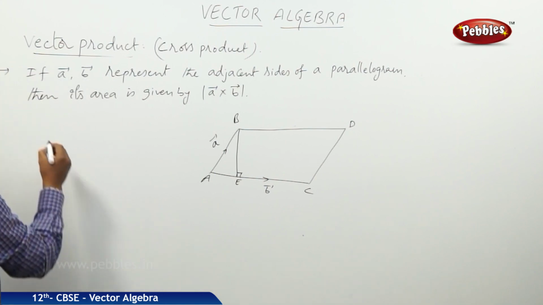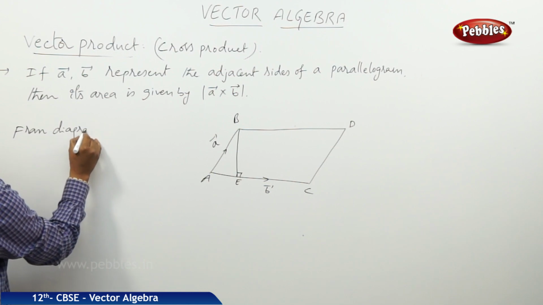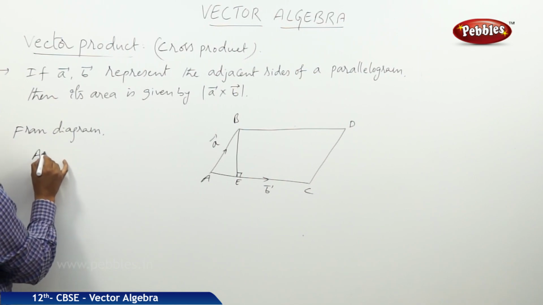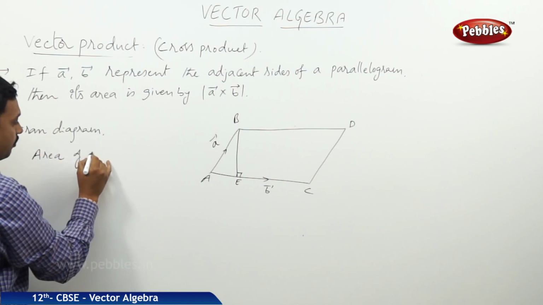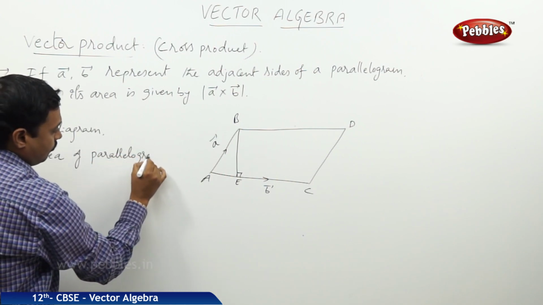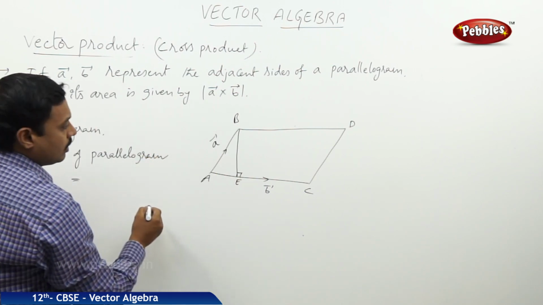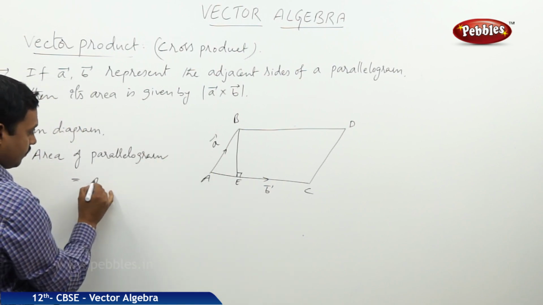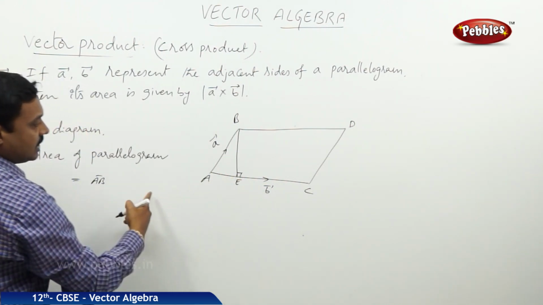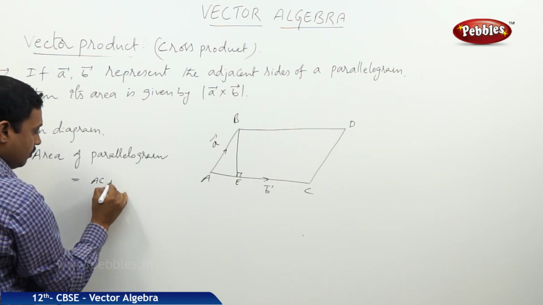Now, from the diagram, what is the area of the parallelogram? We know the area of a parallelogram is base AC into height BE.